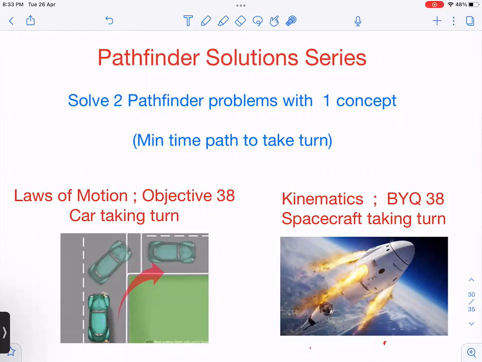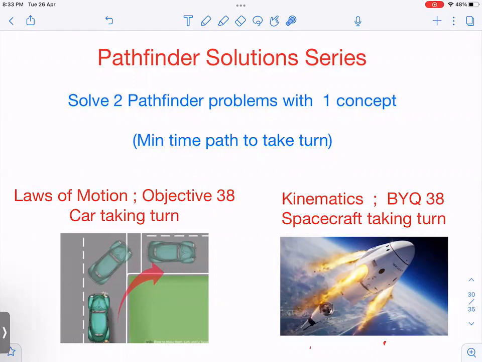So in this video, we are going to discuss a very important concept. And then based on that concept, we are going to solve two questions. One is laws of motion, objective question 38. Another is kinematics, build up your understanding, question 38. This is based on spacecraft taking a turn. This is based on car taking a turn. And this is a very important concept.